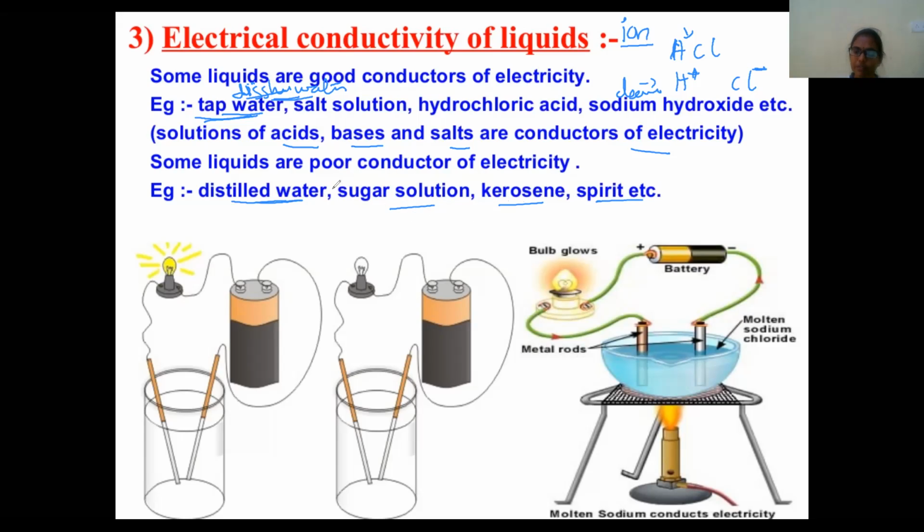So how are we going to test all these things? Again by using the same method, we take a cell, and from the cell two wires, one from the positive end and one from the negative end. One is connected to a bulb and another is connected to the negative terminal, and from the positive terminal, like this, we connect. Now these are the two free ends. When we put these two free ends inside a liquid, if the liquid is conducting, it creates a path from here to here.